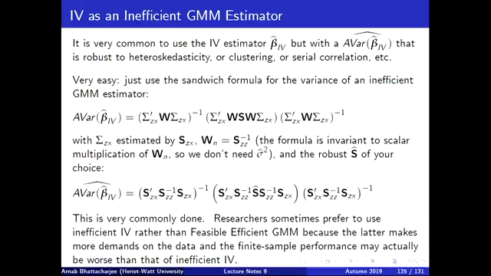However, the same principle applies. You are not making an efficient choice of moment conditions here. So this is inefficient IV rather than feasible efficient GMM. And feasible efficient GMM makes more demands of the data, and finite sample performance may actually be worse than an inefficient IV. Therefore, it is still sometimes an estimator that you might prefer to use. So it's an empirical question.